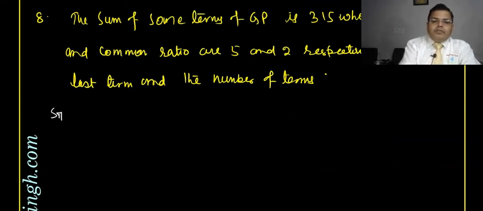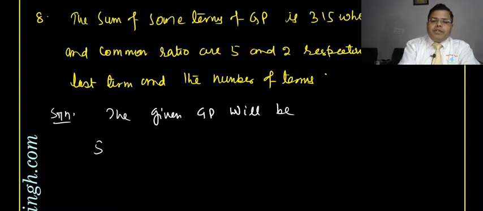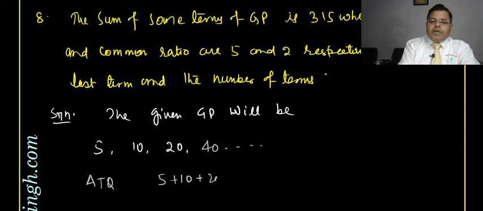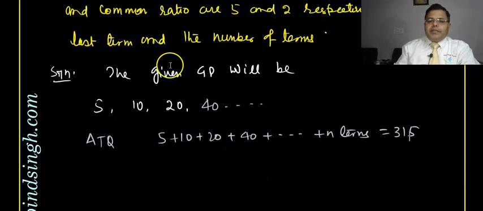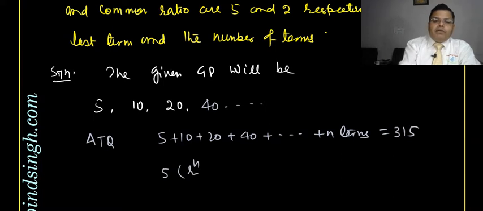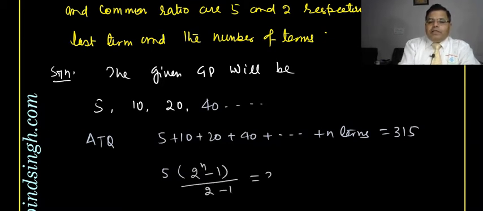So we can start the solution from here. Let A be the first term, already given as 5, and common ratio is 2. So the given GP will be 5, 10, 20, 40, etc. And their sum, according to the question, 5 plus 10 plus 20 plus 40 up to n terms is 315. So we can write 5 into (2 to the power n minus 1) upon (2 minus 1) is equal to 315.